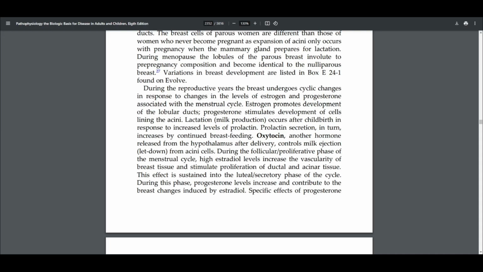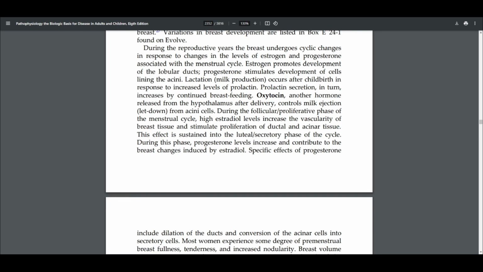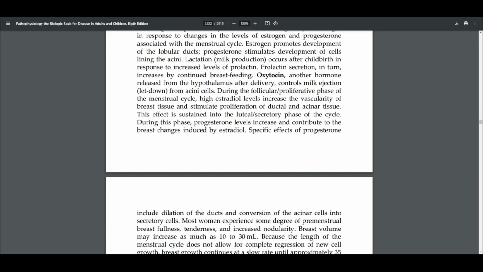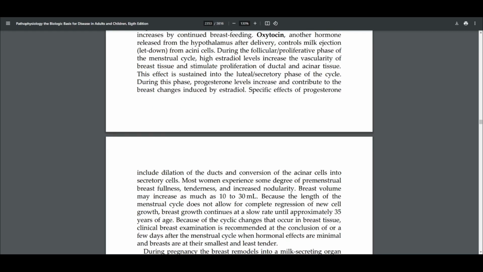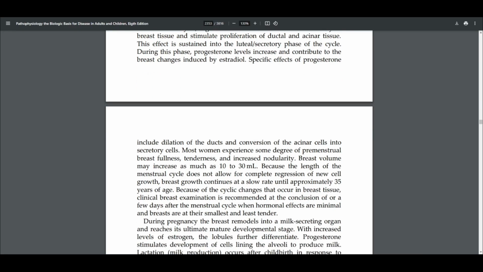During the follicular proliferative phase of the menstrual cycle, high estradiol levels increase the vascularity of the breast tissue and stimulate proliferation of ductal and acinar tissue. This effect is sustained into the luteal secretory phase of the cycle. During this phase, progesterone levels increase and contribute to the breast changes induced by estradiol. Specific effects of progesterone include dilation of the ducts and conversion of the acinar cells into secretory cells.